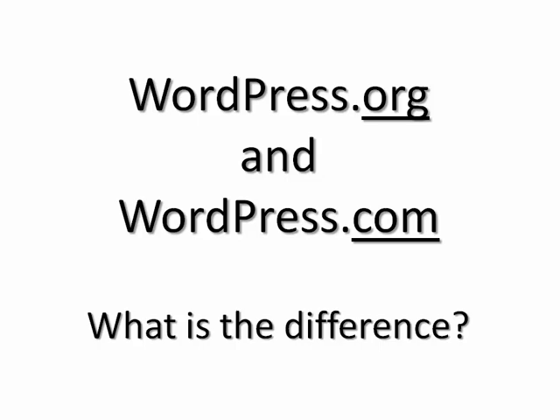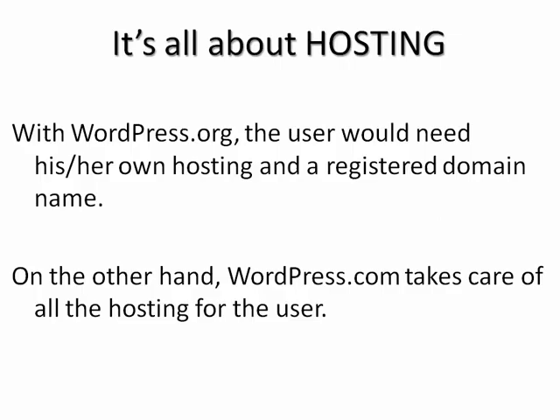Today, we're going to talk about the difference between WordPress.org and WordPress.com. So, the big difference is all about the hosting. Because with WordPress.org, you need to have a hosting account and a registered domain name. So, the version that you get from WordPress.org is the self installed version, in which you need to install it to your own website or your hosting account.